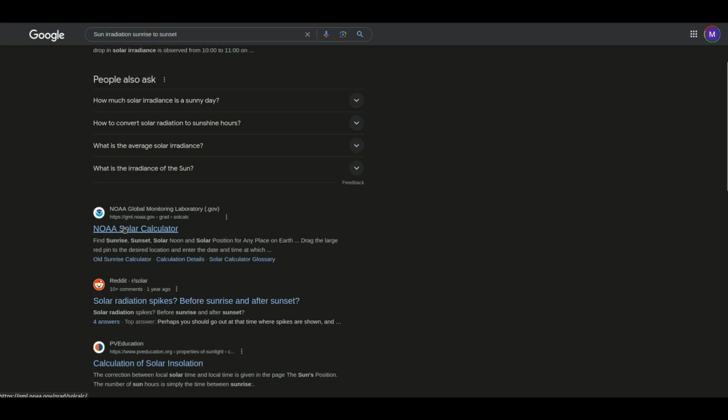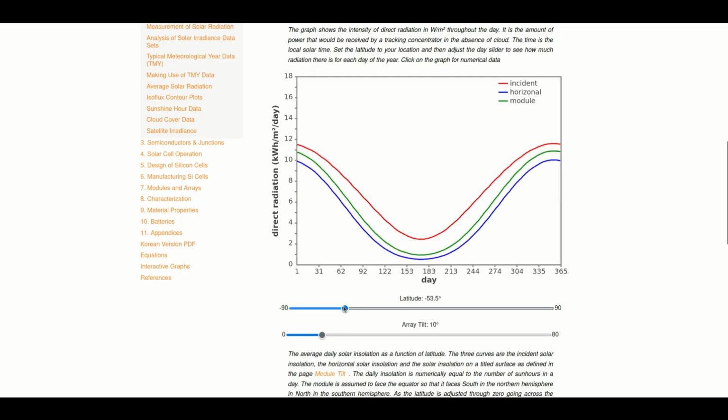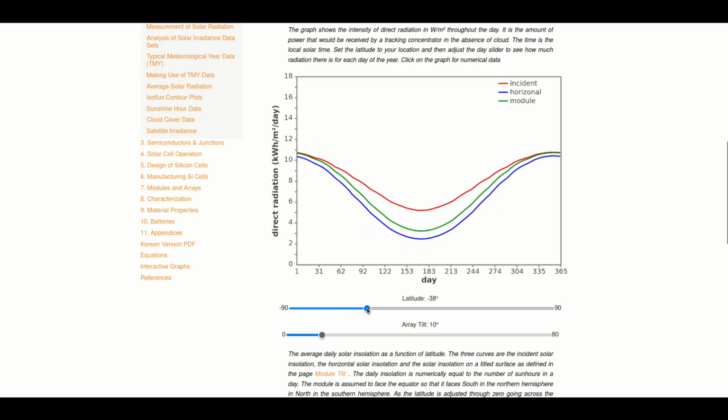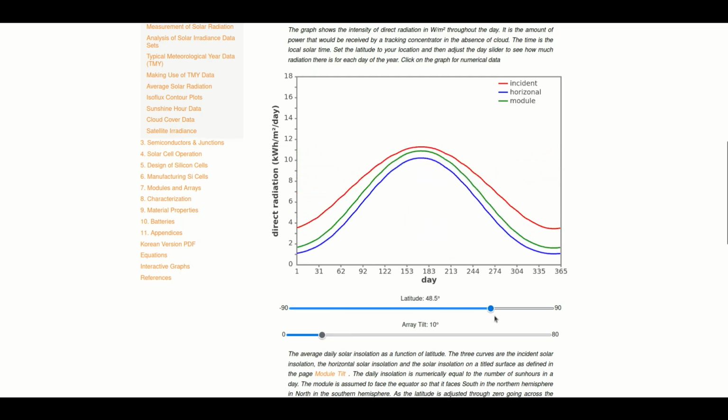Look at that. I found the NOAA solar calculator. Came up in my search for sun irradiation, sunrise to sunset. So I've got to account for that as well. This thing won't load at the moment. It's probably because I'm in Australia and we have crap internet. Anyway. Oh, look at this. Woo! So what are we talking about here?